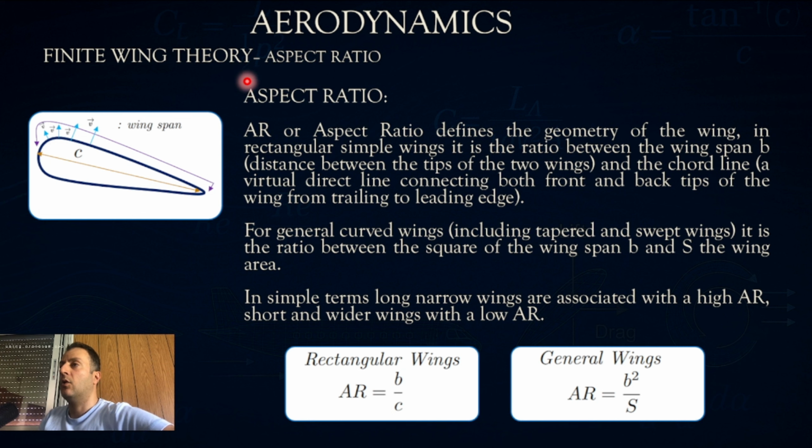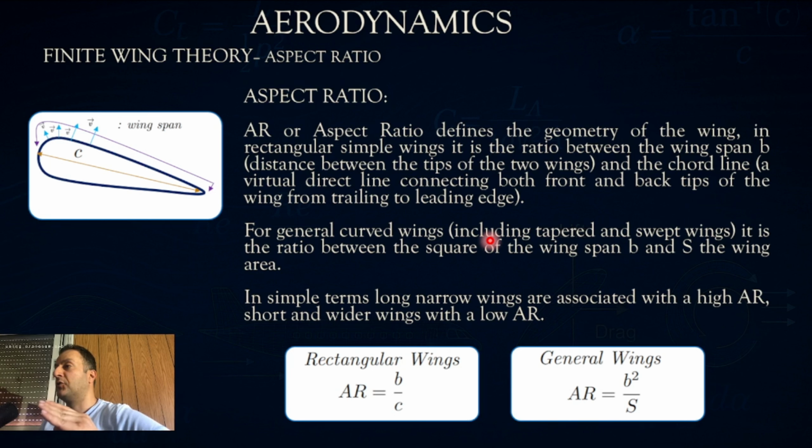Aspect ratio, or AR. What is the aspect ratio? This defines the geometry of the wing. In rectangular simple wings, it's the ratio between the wingspan b, the distance between the tips of the two wings, and the chord line. The chord line being the virtual direct line connecting the leading edge and trailing edge, front and back of the wing.